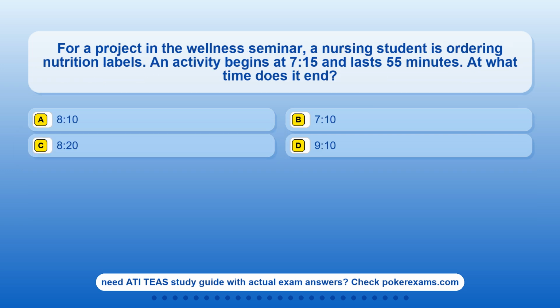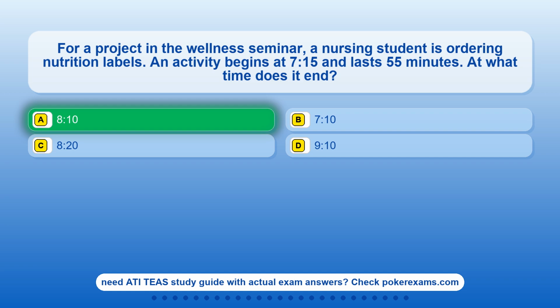Question 6. For a project in the wellness seminar, a nursing student is ordering nutrition labels. An activity begins at 7:15 and lasts 55 minutes. At what time does it end? Option A, 8:10. Option B, 7:10. Option C, 8:20. Option D, 9:10. The correct answer is option A, 8:10.